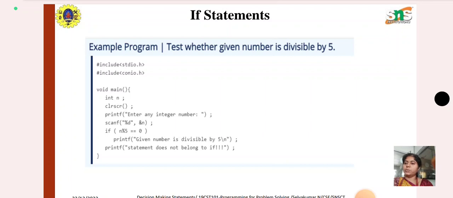This program checks whether the given number is divisible by 5 or not. Initially the header file is included, then variables are declared inside the main function, and we get a value from the user using the scanf function. We check whether the number is divisible by 5 with the condition if n modulus of 5 equal to 0. If it is true, it will print that the given number is divisible by 5. An else part is not available in this syntax, so it only checks the condition and, if true, executes the particular statement.